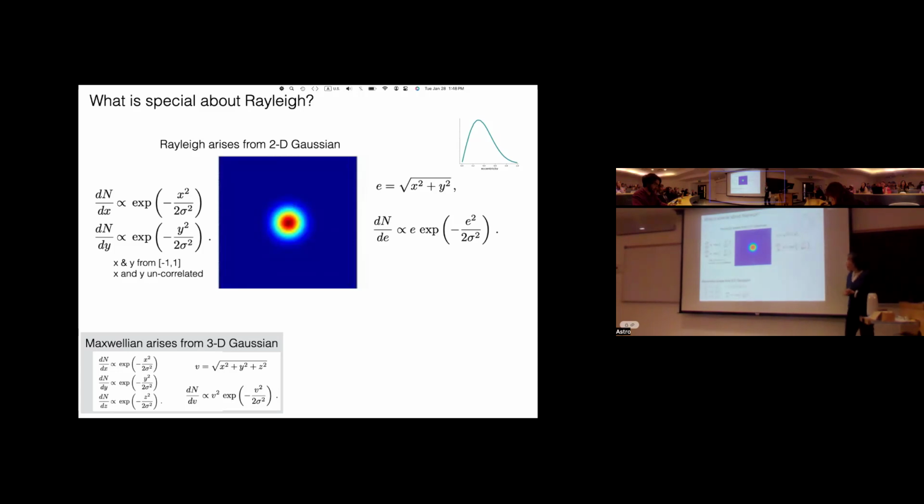So what's special about Rayleigh? Rayleigh happens if you have two components which are uncorrelated, and each of them is normally distributed with the same norm. That's exactly what eccentricity can be thought of, because eccentricity is a vector. So you can think of it as having an x component and a y component. If there's some dynamical effect which perturbs the x component independently from the y component with the same effect, then you're going to end up with a Rayleigh distribution. That was my starting point to think about this problem.